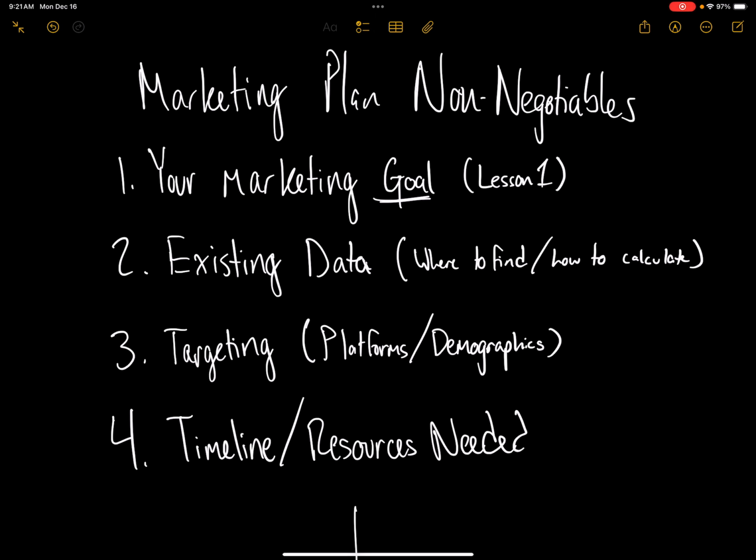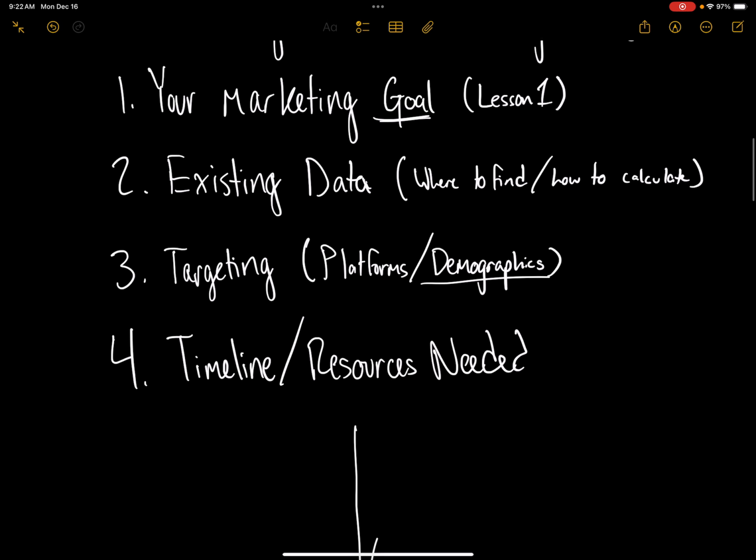The second thing that you need as a non-negotiable is any existing data you have, right? I'm going to show you where to find this data, and if you don't have it on hand or it's not just being spit out at you, how to calculate it. We're going to also talk about targeting. What platforms are best for your business specifically and your target market as far as demographics are concerned. And then the last and final things to look at are going to be the timeline in which you want to achieve your goal and the resources you'll need to do that.